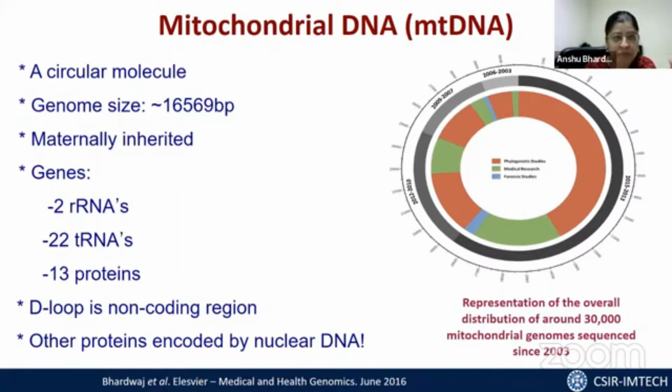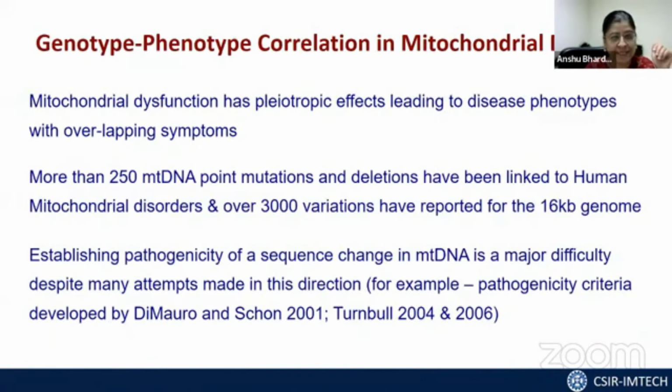Now, not everybody understands the structure of mitochondrial DNA, so I have kept a very small introduction. It's a circular molecule. It is 16 kb in size. It is mostly maternally inherited. There are 2 rRNAs, 22 tRNAs, and 13 protein coding genes in mitochondrial DNA, a single non-coding region which is the D-loop, and over 3,000 other proteins are required for mitochondria to function properly, which are encoded by nuclear DNA, right? And there is a very big repertoire of genome sequence data available across different populations that one can now use to look at disease association in the context of mitochondrial diseases.